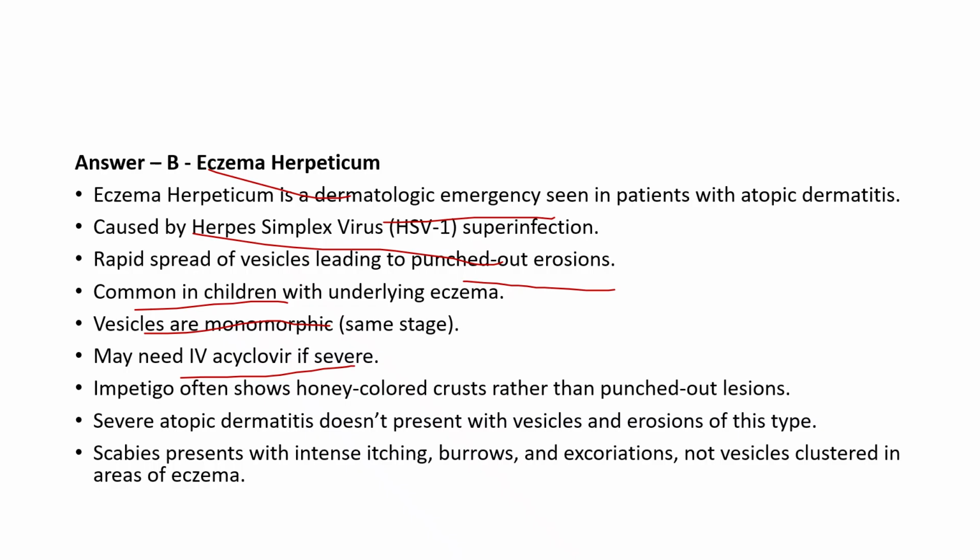Why not others? Impetigo, it often shows honey-colored crust rather than punched-out lesions. Why not severe atopic dermatitis? Severe atopic dermatitis again does not present with vesicles. What you have is intense scratching. You can have nummular, ring-like, coin-shaped lesions and all. You don't usually have vesicles and erosions. Scabies presents with intense itching. There are burrows, which is the characteristic, pathognomonic lesion in scabies. There can be excoriations, but not vesicles clustered in areas of eczema.